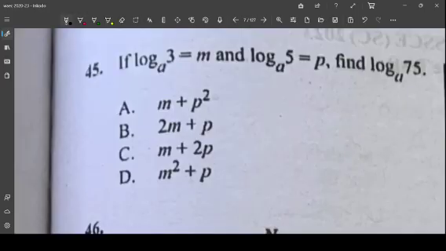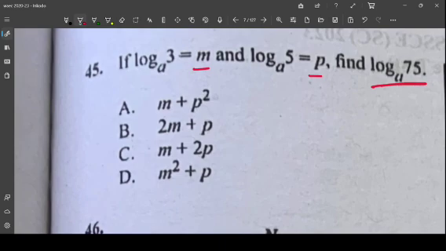Hi guys, welcome to question number 45, and it says if log to the base a of 3 is equal to m and log to the base a of 5 is equal to p, find log to the base a of 75. So basically what we are going to do is try and look for how to represent log to the base a of 75 in terms of m and p.